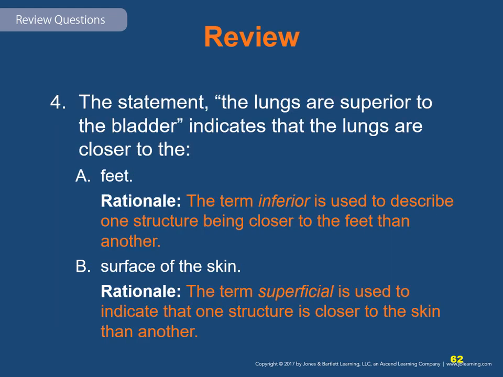So to review number 4, the statement the lungs are superior to the bladder indicates that the lungs are closer to the feet, which is incorrect here because the term inferior is used to describe one structure being closer to the feet than another. Obviously, the lungs are not closer to the feet than the bladder. B, the surface of the skin. That is not correct because the term superficial is used to indicate that one structure is closer to the skin than another.